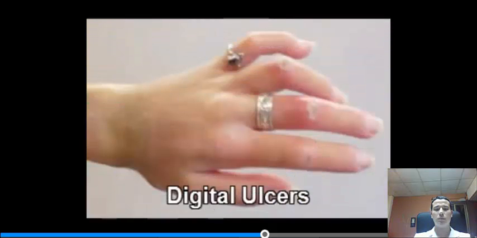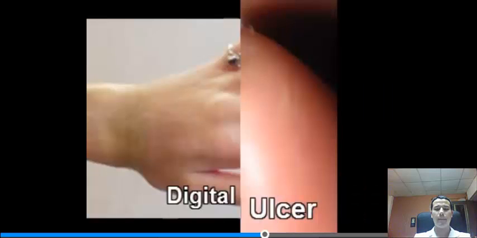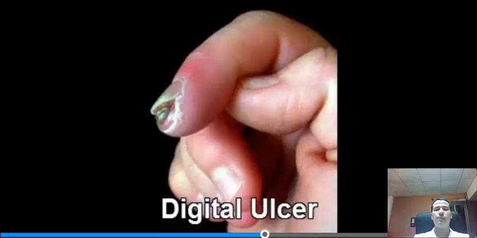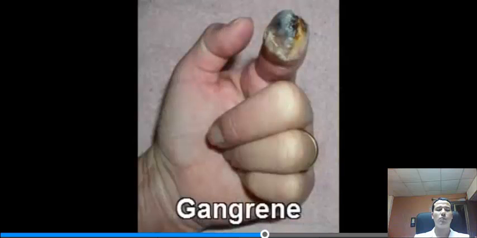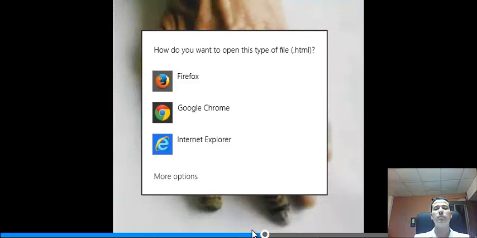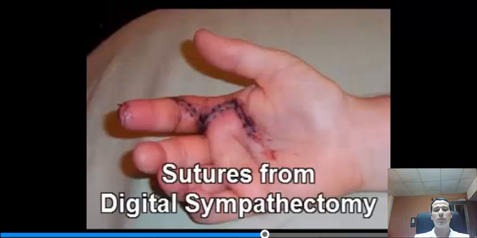Digital ulcers are another symptom of scleroderma. They are open sores that can take a long time to heal. It's important to seek medical care and good treatment for digital ulcers. Untreated, they may lead to severe ischemia, which can cause gangrene. This is a photo of a digital ulcer that has grown out of control and is starting to develop gangrene. Gangrene indicates death of tissue. You'll see two fingers infected by Raynaud's and scleroderma.